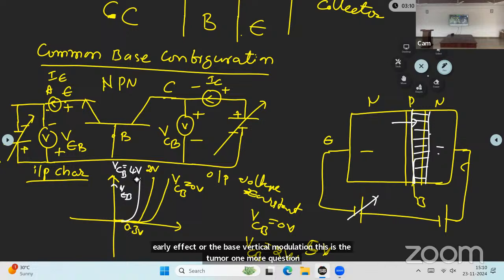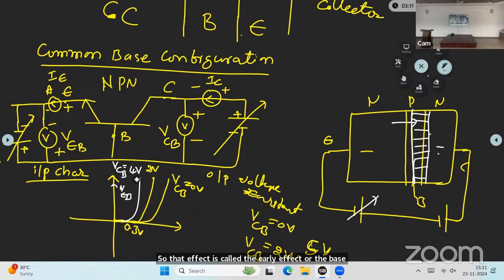What is the early effect or base width modulation? The base width modulation means if you are increasing the reverse bias voltage between the collector and base, the junction width increases. The increased junction width penetrates into the base. And now if you are varying the input voltage, then the transistor starts conduction early. So that effect is called the early effect or the base width modulation.